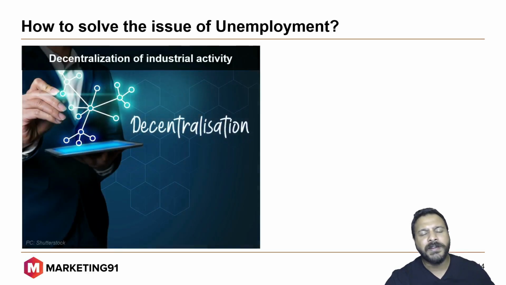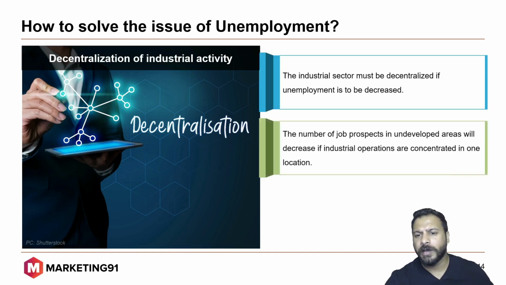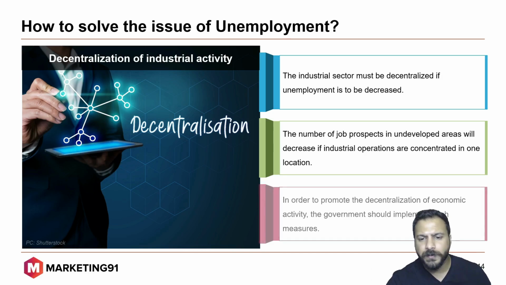Next, decentralization of your industrial activity. The industrial sector must be decentralized if unemployment is to be decreased. The number of job prospects in underdeveloped areas will decrease if industrial operations are actually concentrated in such locations. In order to promote the decentralization of economic activity, the government should implement such measures.